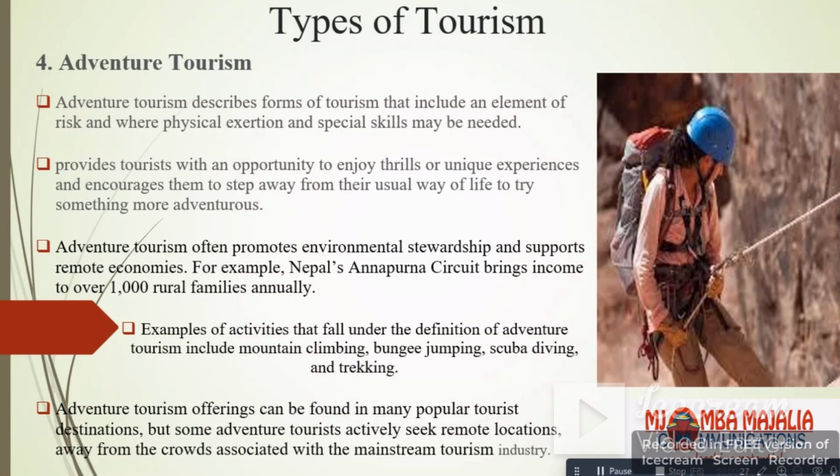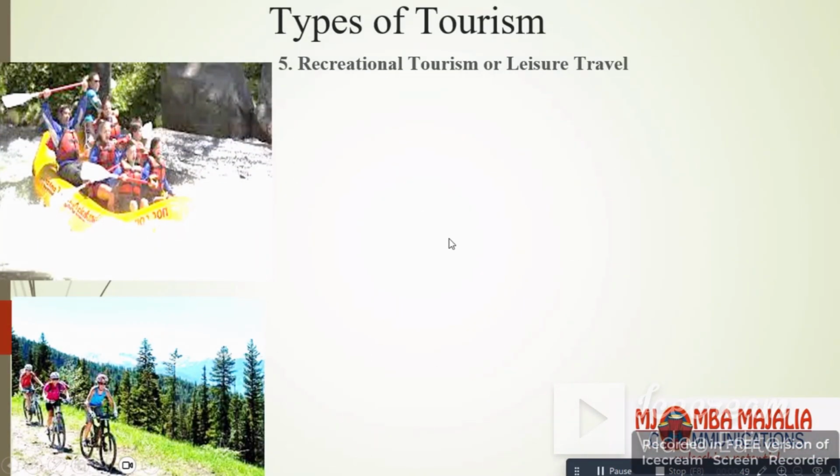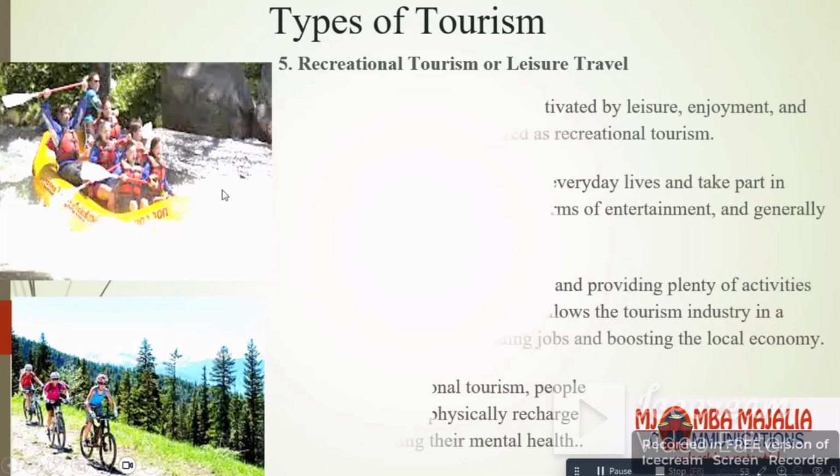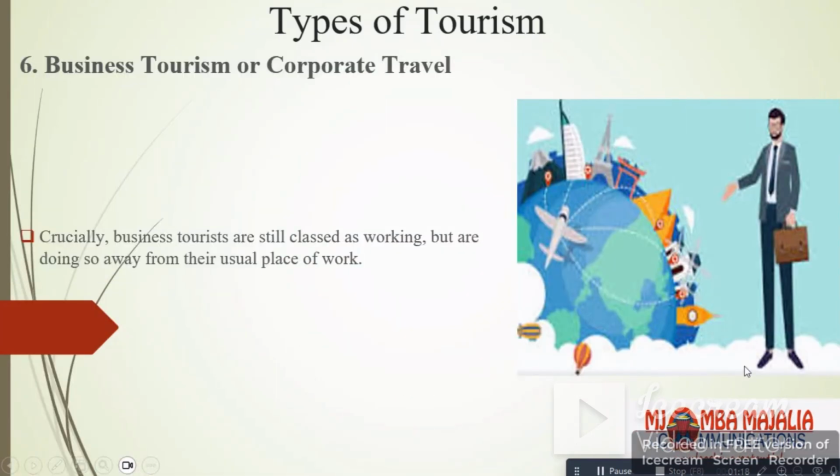Adventure tourism, mountain climbing or cliff climbing or rock climbing, can have bungee jumping. Adventure tourism often promotes environmental stewardship, supports remote economies. For example, Nepal's Annapurna circuit brings income to over 1,000 rural families annually, something we need to think about in Kenya and Taita. Recreational tourism or leisure travel, you can have kayaking, you can have bicycle rides. That's recreational tourism or leisure travel. Catering for recreational tourists, providing plenty of activities and entertainment options also allows the tourism industry in a destination to grow, providing jobs and boosting the local economy. Through recreational tourism, people are often able to physically recharge while boosting their mental health.